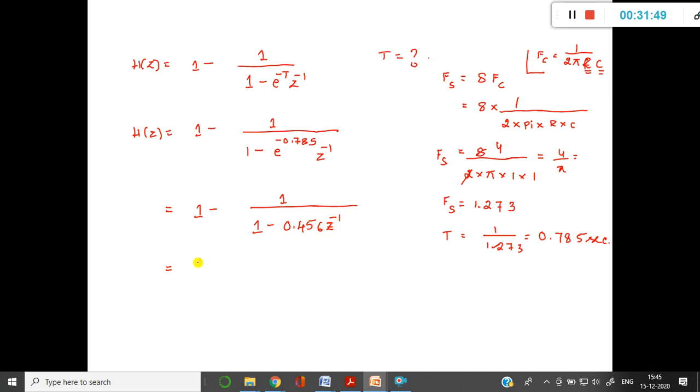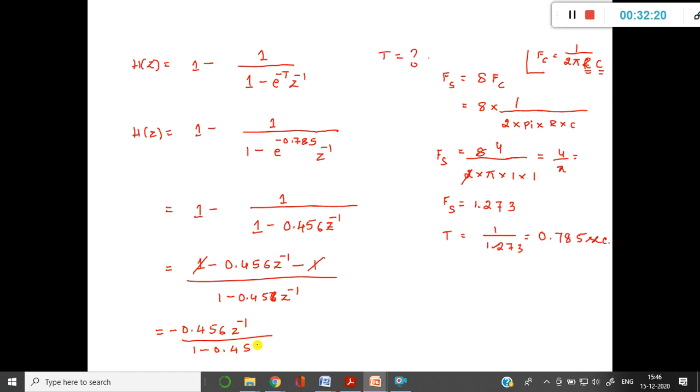Now rewrite this. I'll take a LCM. 1 minus 0.456 z inverse minus 1 whole divided by 1 minus 0.456 z inverse. So plus 1 and minus 1 get cancelled. Therefore, final h of z is minus 0.456 z inverse divided by 1 minus 0.456 z inverse. So now this is your digital filter.